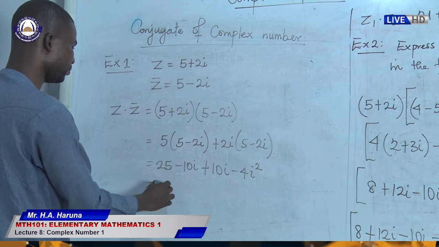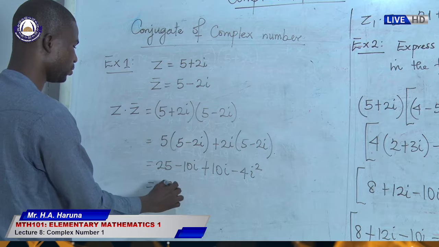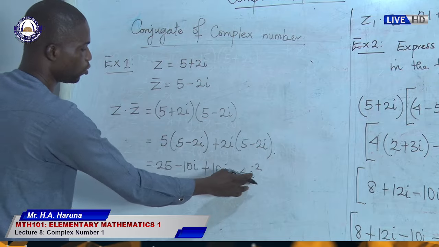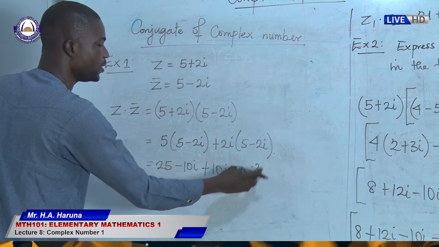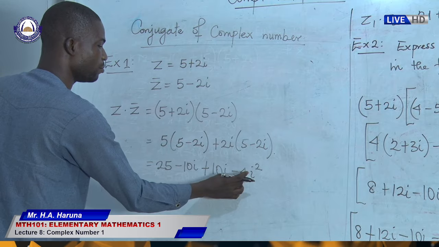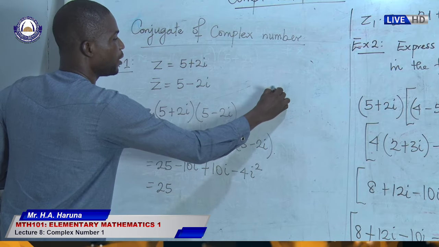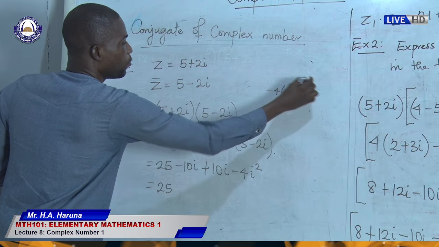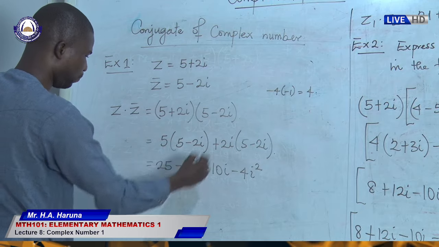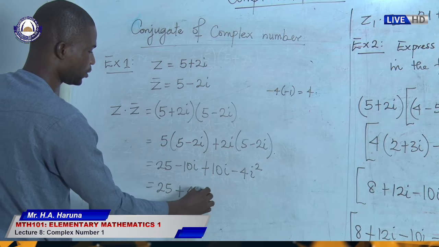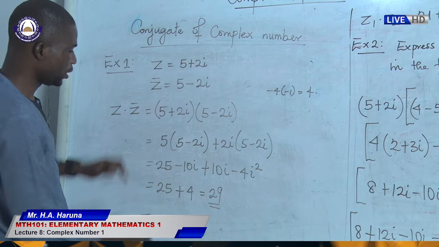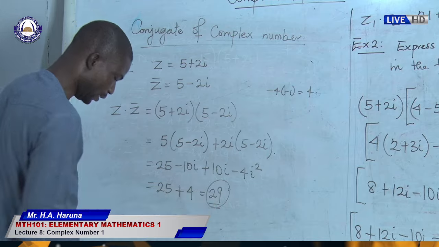So 25 minus 10i plus 10i is 0. It's gone. So you know that i squared is negative 1. So negative 1 by negative 4, that is minus 4 into minus 1, that is what is happening here. This gives me 4. So you come here and say plus 4, and your answer is 29. So when you multiply this by its conjugate, the answer gives you 29.